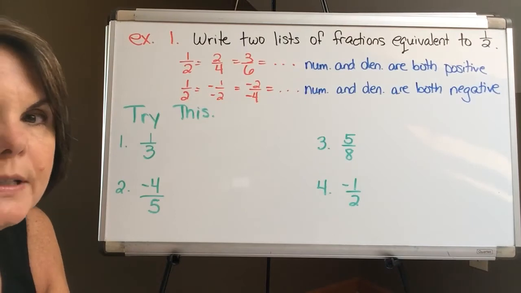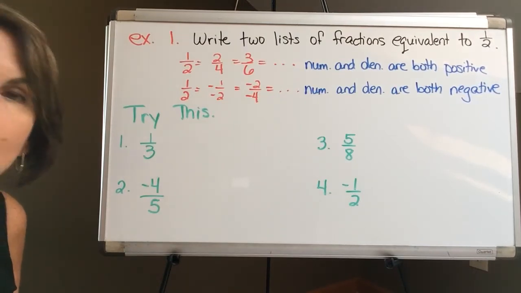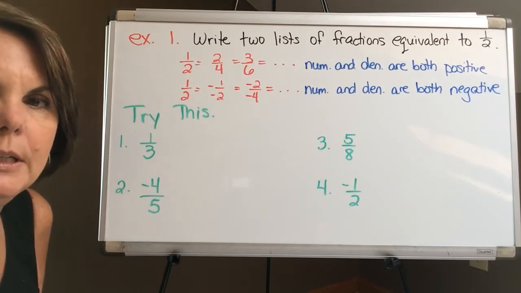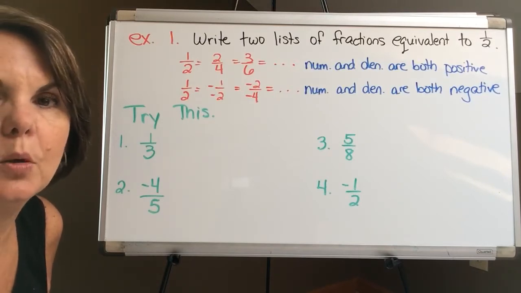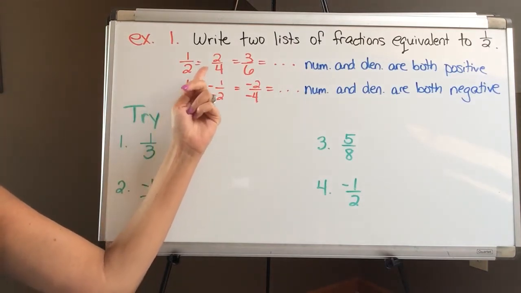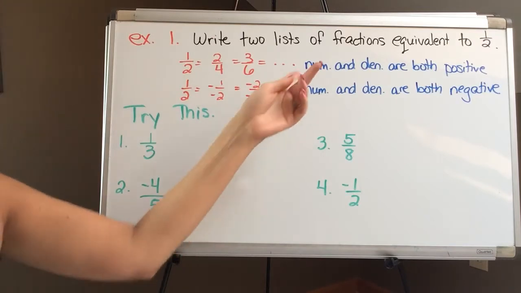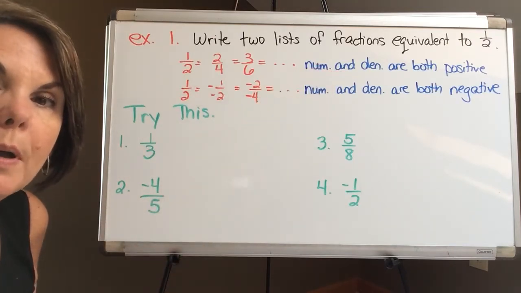Now, let's take a look at the first example. Write 2 lists of fractions equivalent to 1/2. There is an infinite number of fractions that would be equivalent to 1/2. Let's take a look at a couple of them. Well, I have 1/2, 2/4, 3/6, and so on. The numerator and the denominator are both positive.